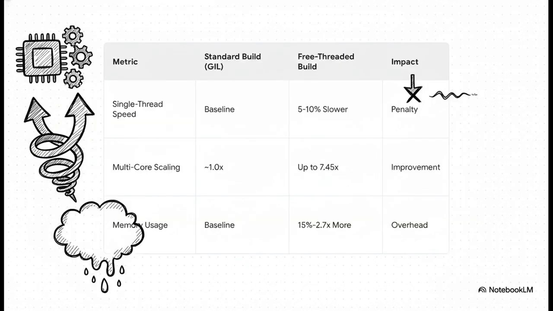And this table just lays it all out, clear as day. This is the trade-off. You can get incredible near-linear scaling on multiple cores for your CPU-heavy tasks, but look at the cost. You're taking a 5 to 10% performance hit on all your single-threaded code. And the memory usage? It could go up by 15%, or it could be almost 3 times higher. That is a huge deal. For your average I/O-bound web app, you might actually be making things slower and way more expensive to run.